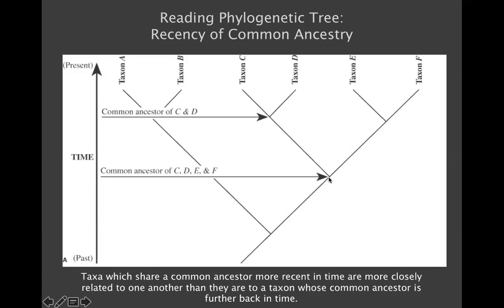Then you can go back even further in time and find the common ancestor of C, D, E, and F. Or you could go even further back in time and find the common ancestor of all of the taxa in this tree. So the thing to remember here is that taxa which share a common ancestor more recently in time are more closely related than the ones that share a common ancestor further back in time. So for example, C and D are more closely related to each other than C and F, because C and D share a common ancestor more recently in time than C and F do, which is way back here.